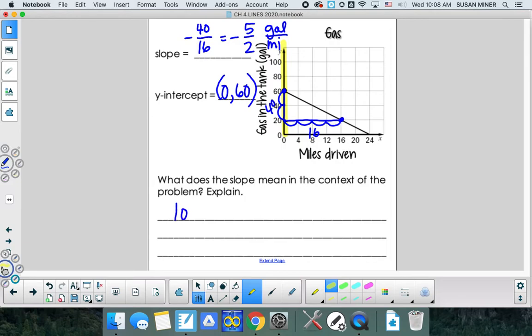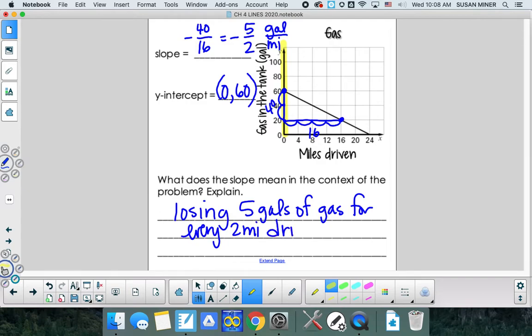I'm losing 5 gallons of gas for every 2 miles driven. Yeah, we definitely don't want to get that kind of gas mileage. That would be bad. But essentially, that's what it's saying.